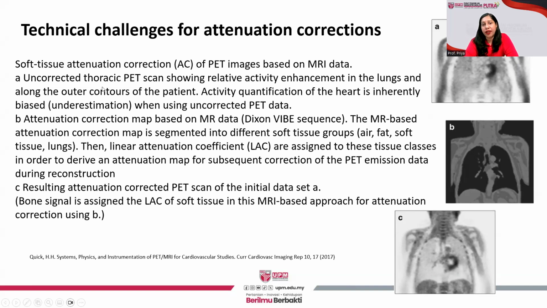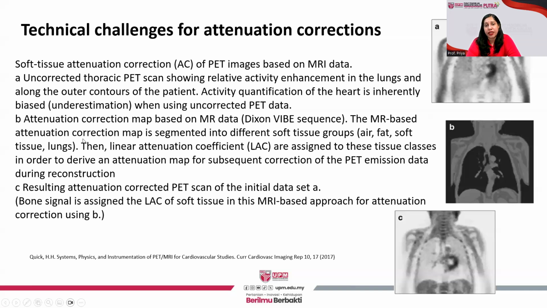So, uncorrected PET data needs to be converted to be attenuation corrected prior to it being able to be superimposed and interpreted on an MR image. This is performed using an attenuation correction map based on MR data, for example, a Dixon VIBE sequence or T1 weighted fast sequence.